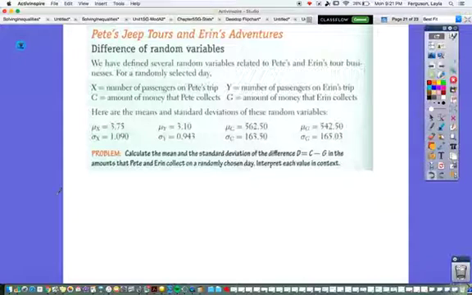We have defined several random variables related to Pete's and Aaron's tour businesses for a randomly selected day. It reminds us that x equals the number of passengers on Pete's trip, y represents the number of passengers on Aaron's trip, c is the amount of money that Pete collects, and g is the amount of money that Aaron collects. Then it gives us the means and the standard deviations for each of those. The problem asks us to calculate the mean and the standard deviation of the differences for d equals c minus g, the amounts that Pete and Aaron collect on a randomly chosen day, and interpret each value in context.